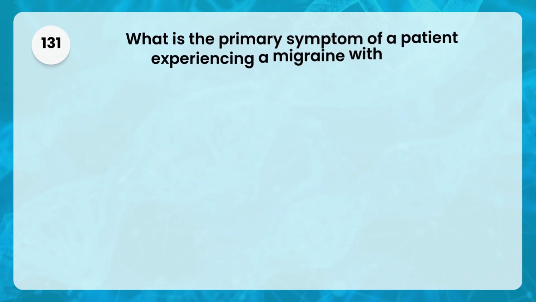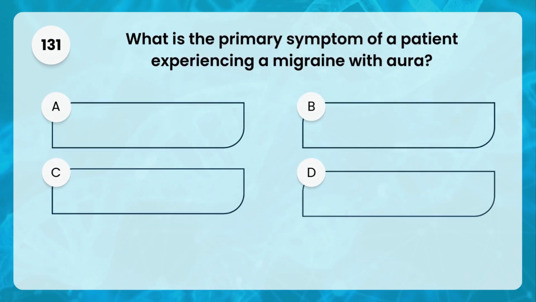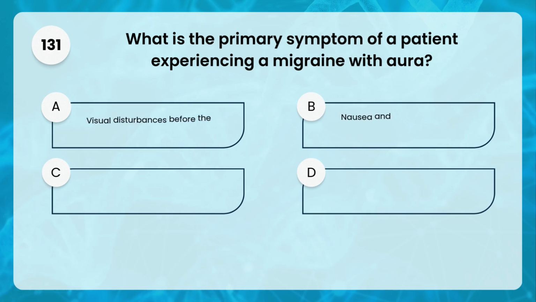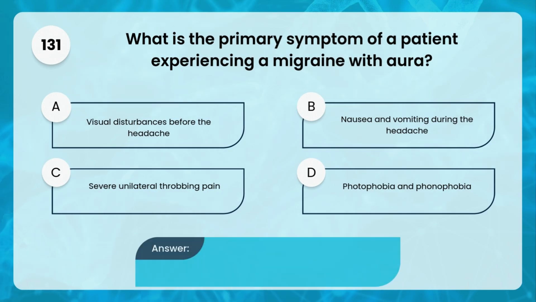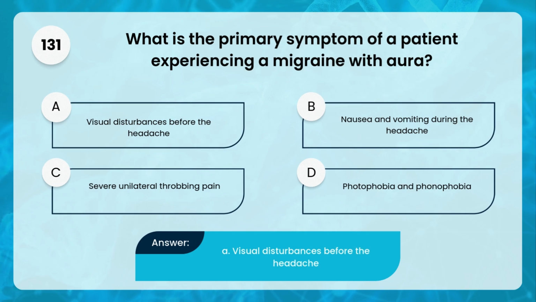131. What is the primary symptom of a patient experiencing a migraine with aura? A. Visual disturbances before the headache. B. Nausea and vomiting during the headache. C. Severe unilateral throbbing pain. D. Photophobia and phonophobia. The answer is A. Visual disturbances before the headache.